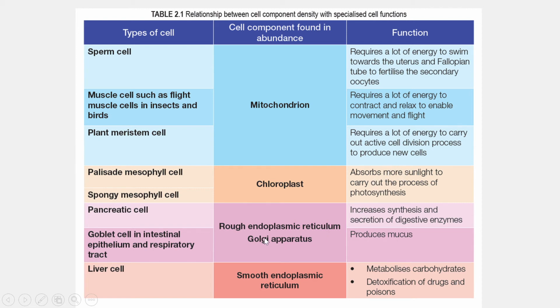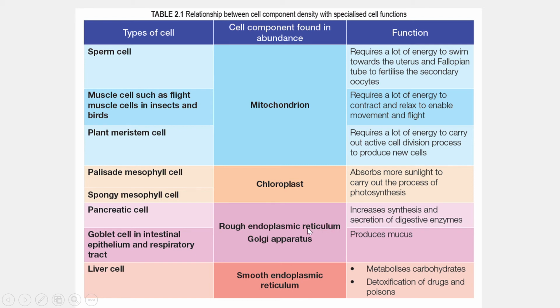Okay, next, rough ER. Okay, what is the function of rough ER? Look back to the function, Golgi apparatus. What is the function? Why are these two required or found in abundance in pancreatic cells, in goblet cells, sejenis sel ini yang ada dalam epithelial in the intestine? Okay, in the respiratory tract. Okay, go and look back at the function. Okay, it increases synthesis and secretion of digestive enzymes.